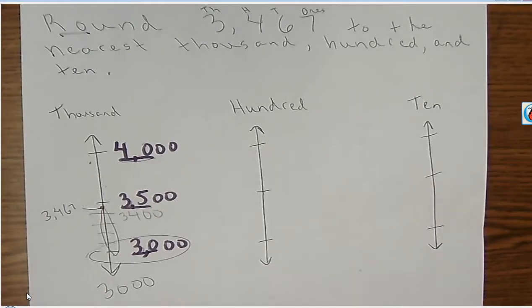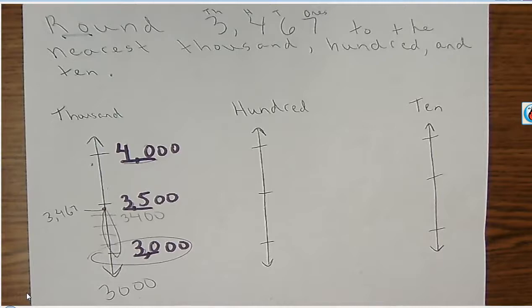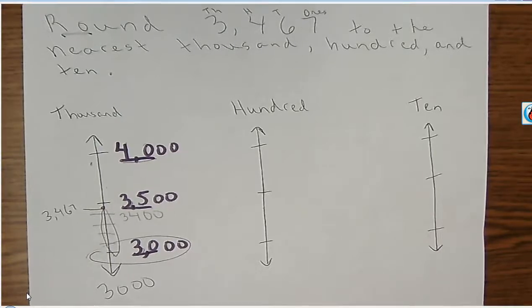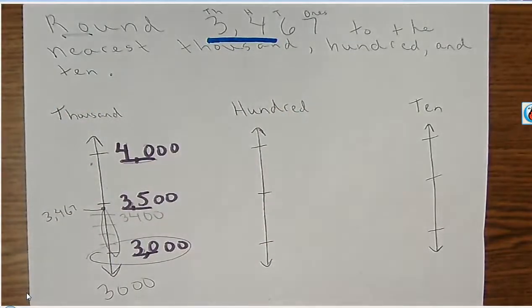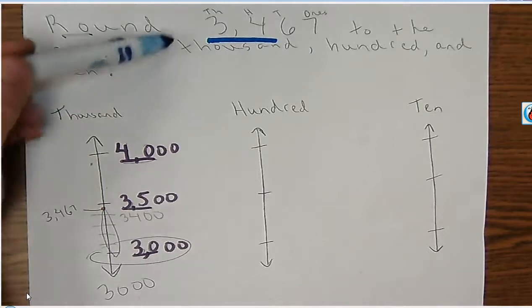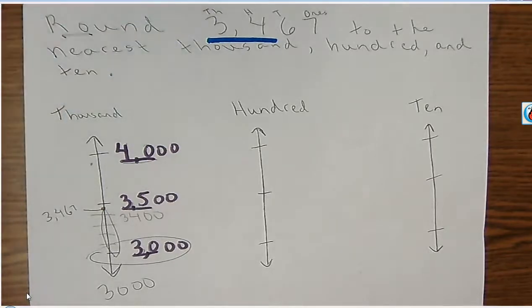All right, nearest hundred. So, I know you guys did this last year, but this is going to help you when it goes to decimals, so keep watching. How many hundreds do I have? I could think of that as 34 hundredths.